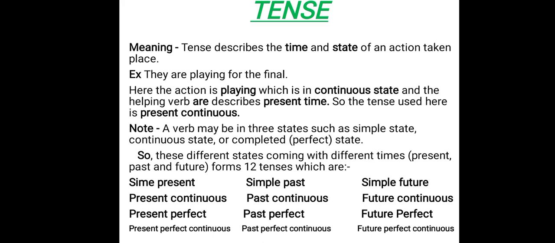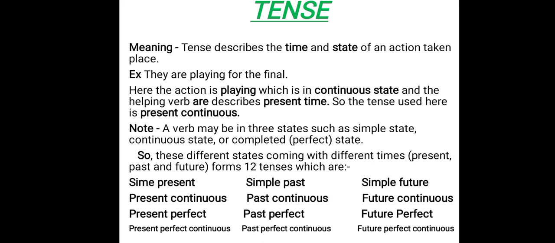Let us try to understand through an example what exactly time and state mean and how they are combined to form tenses. Here there is a sentence, they are playing for the final. You can easily find out the verbs here, are and playing. You can also see playing is the main verb and are is the helping verb. You can also identify that playing is used in a particular state, which describes a continuous state.